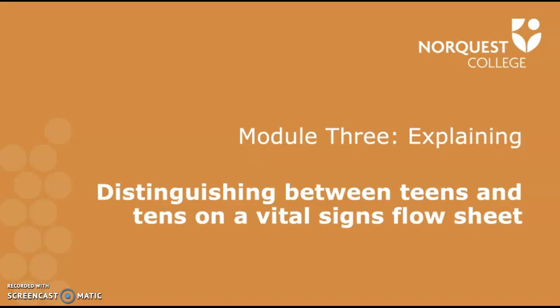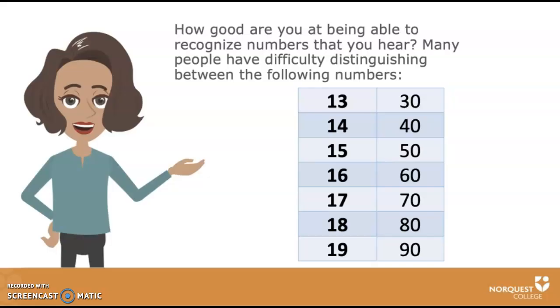Module 3, Explaining. Distinguishing between teens and tens on a vital signs flowsheet. How good are you at being able to recognize numbers that you hear? Many people have difficulty distinguishing between the following numbers. Let's see how you do.